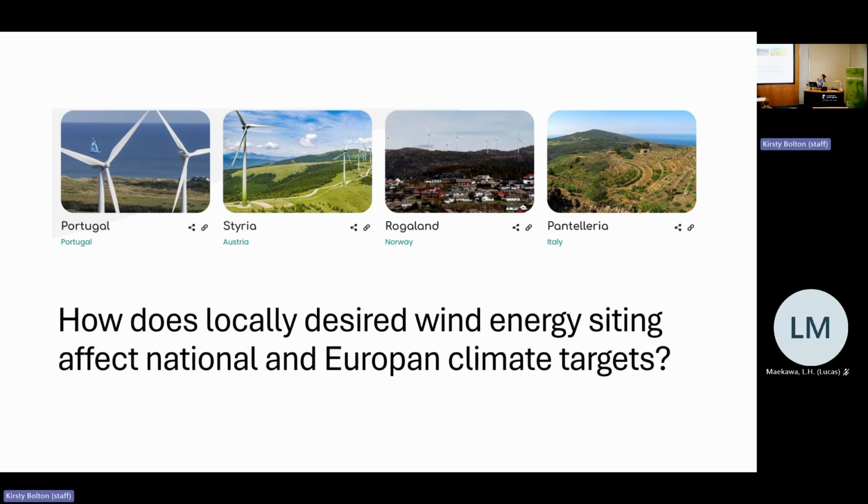And then we want to look at what if we actually follow what people in those workshops tell us about where they could imagine wind energy or not. Can we still meet decarbonization targets across Europe, and how much more expensive are they? So this is one of our current projects that we're working on with those four communities, again translating workshop data into quantified input data for these large-scale mathematical models.